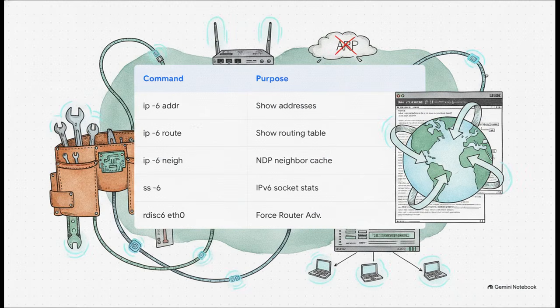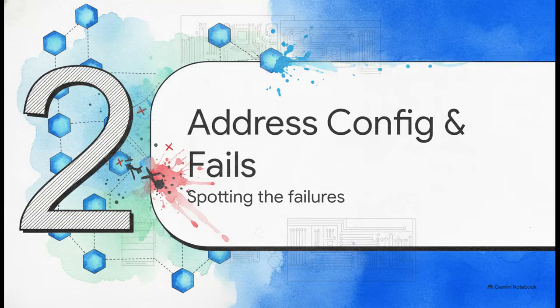Because the protocol has changed so much, the tutorial highlights how our daily tool belt has to shift too. You're going to be relying heavily on new commands for Linux and Mac OS. You'll use ip -6 route to check your routing tables, ip -6 neigh to look at your neighbor caches instead of ARP, and tools like rdisc6 to actively force router advertisements. Retire that old toolkit.